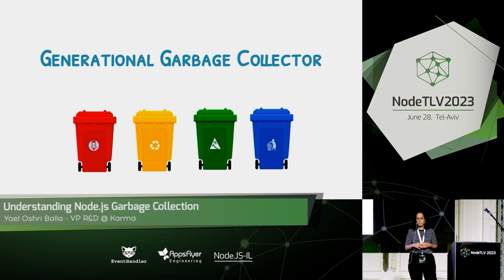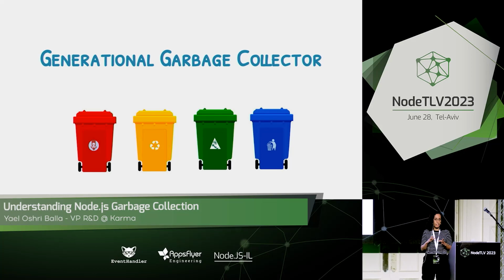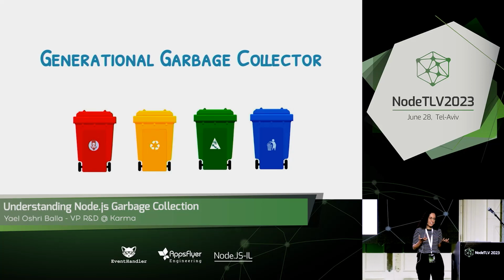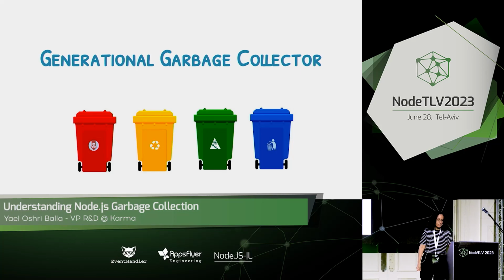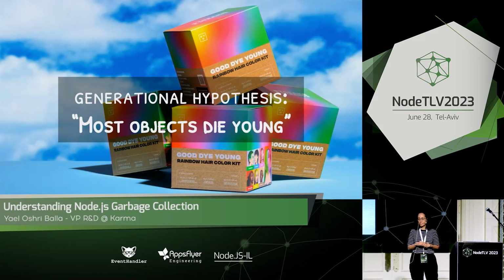Another way to optimize garbage collection is something called generational garbage collection. Generational garbage collection is dividing the objects into different groups according to the object age. Each group is, of course, called a generation. Why do we care about object age? Why does it matter? This is because of something called the generational hypothesis. It means that most objects die young.